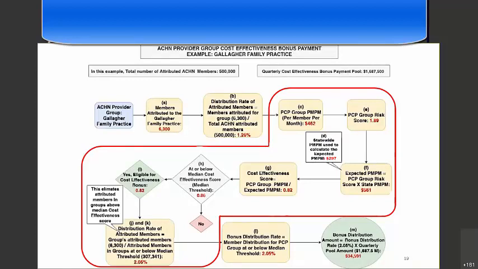So what we do is recalculate the distribution rate of attributed members by taking a group's number of attributed members for the quarter. In this case, Gallagher has 6,300 attributed members. We then divide that by the attributed members in groups at or below the median threshold. That is our qualifying groups. In this example, that number is 307,000, and this gives us a new distribution rate of 2.05% for Gallagher Family Practice.